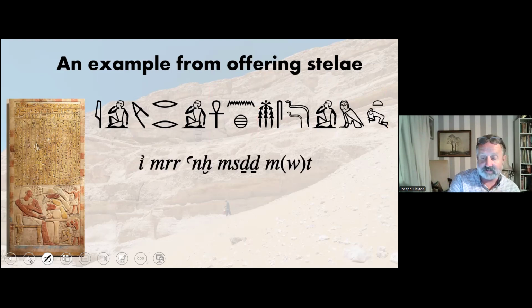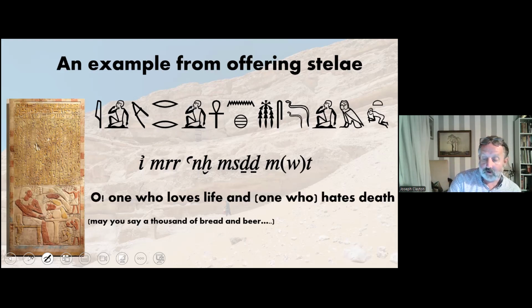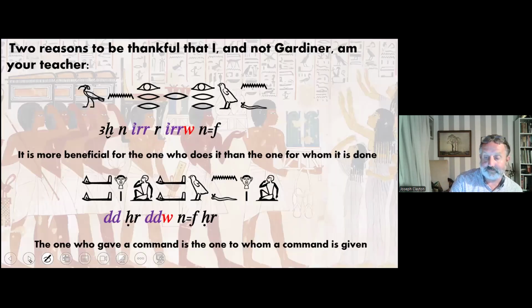So what we've got here is oh, merara, who really loves, doubled there, life. Mesji, doubled at the end there again, weak verb, who really hates, death. In English you have to put you in there, because in Egyptian it's like, oh, one who loves life, one who hates death. In English you really have to say you who hates. Oh, one who loves life and one who hates death, and then it carries on. May you say 1,000 of bread and beer for this person.